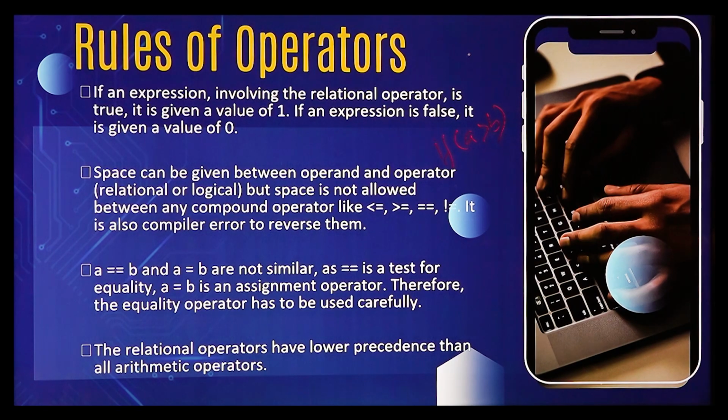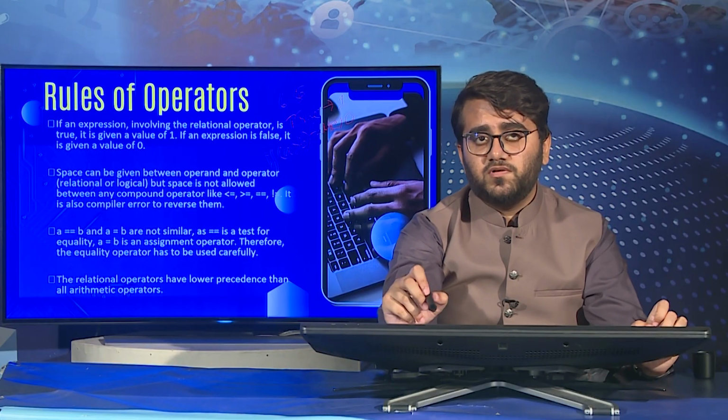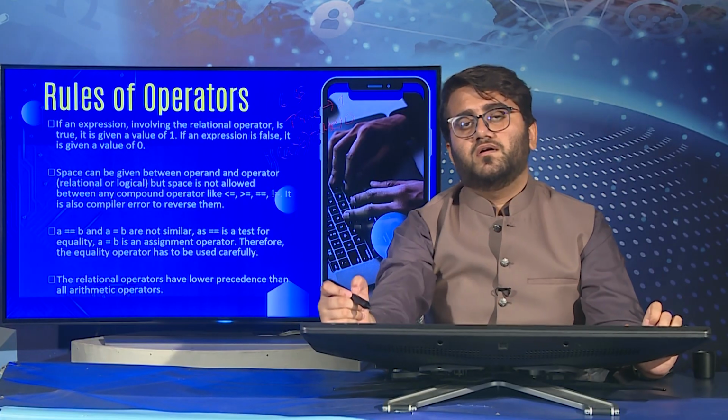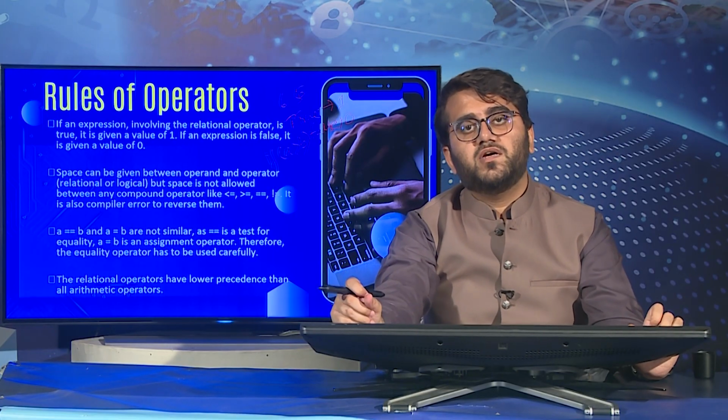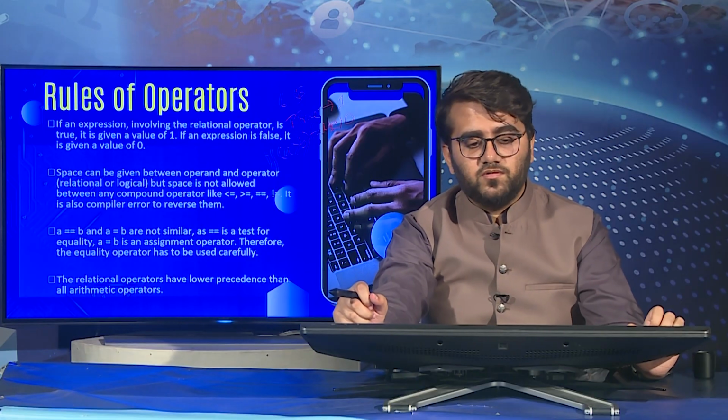For example, A has the value of 6 and B has the value of 5. Then this would either have a value of true or a value of false. So true would be 1 and false would be 0. So what does it mean? It means that whenever the relational operators are evaluated, then you get either a value of 1 or a value of 0.